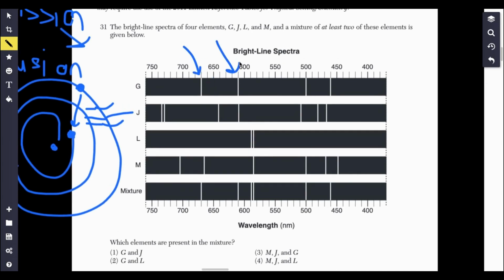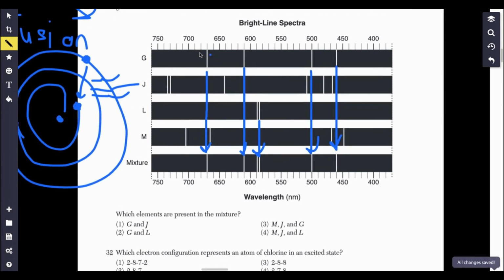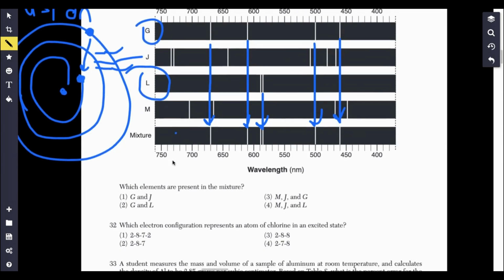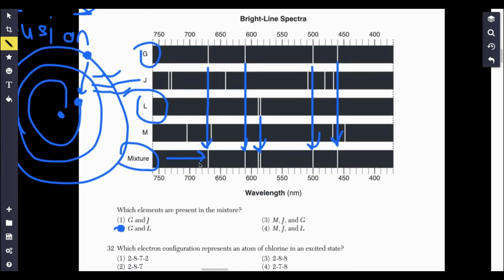For the mixture, all you have to do is line things up. Notice how for G, it lines up with what's in the mixture. Everything in G lines up with what's in the mixture, and everything in L lines up with what's in the mixture. So this is going to be a mixture of G and L, because both of them are in the mixture. You just have to line up the lines.